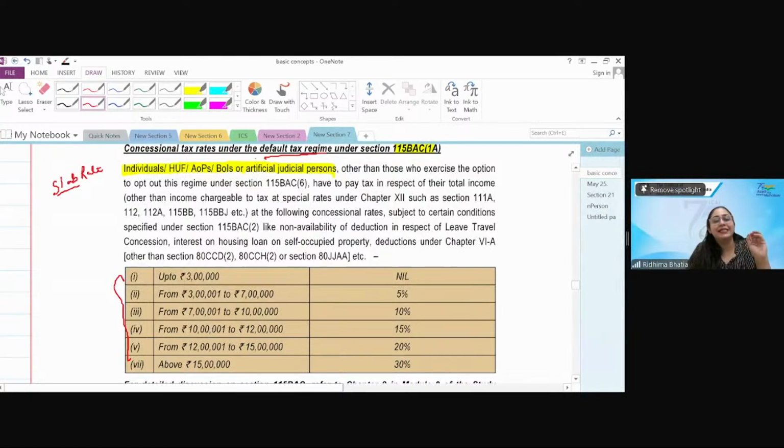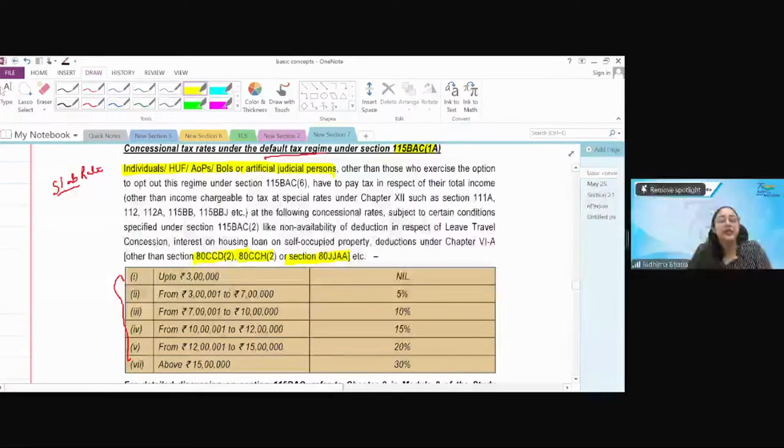Chapter 6A deductions are not allowed except 80CCD subsection 2, which is employer contribution in case of NPS, 80CCH subsection 2, which is again employer contribution in case of Agniveer, and 80JJAA, which is new employment. Okay, these are allowed. Other than that, nothing is allowed for default tax regime.